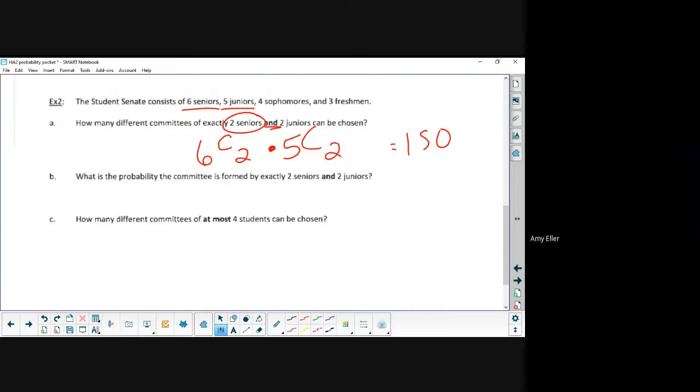B, probability. We're going to have 2 numbers. What is the probability that the committee is formed by exactly 2 juniors and 2 seniors? Well, we know how many ways I can get what I want. That's going to be our top number. That's what I'm looking for. The bottom is the total number of ways to pick a committee.